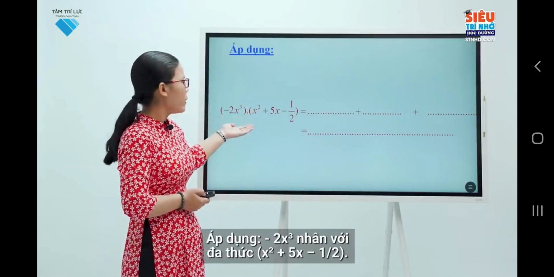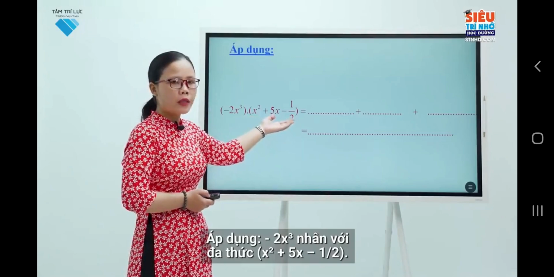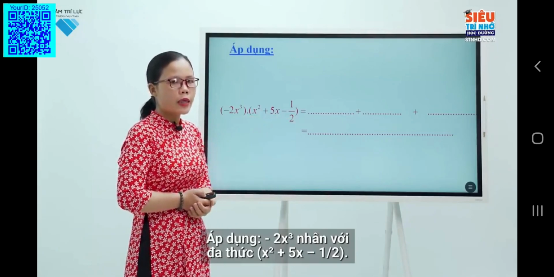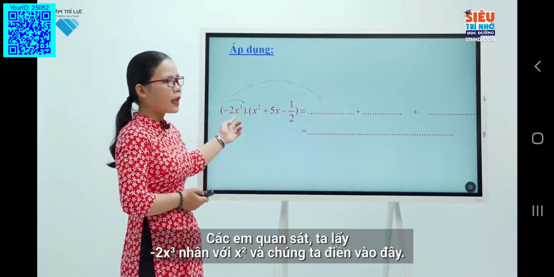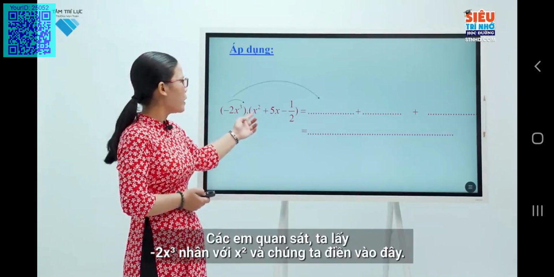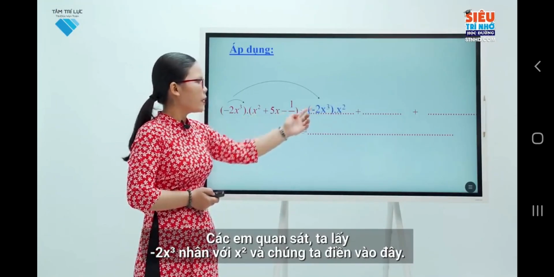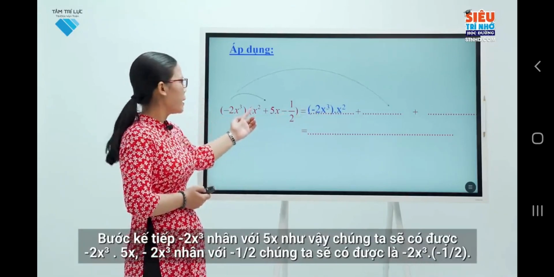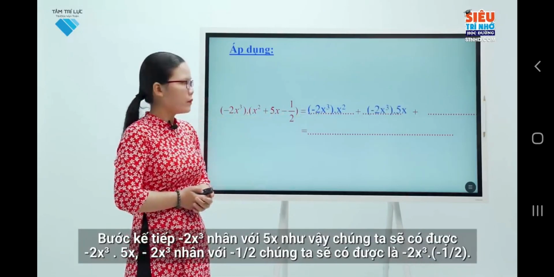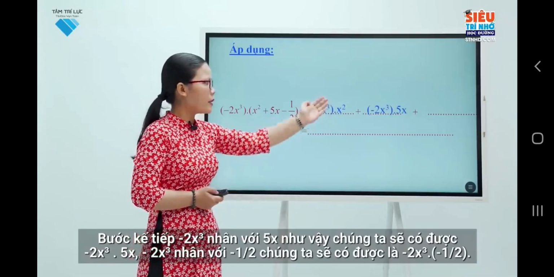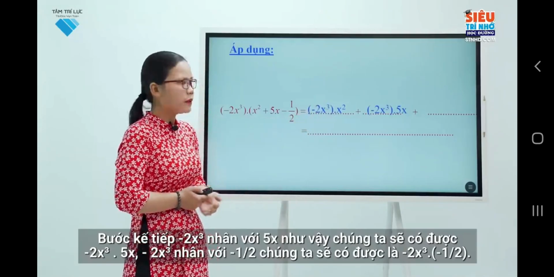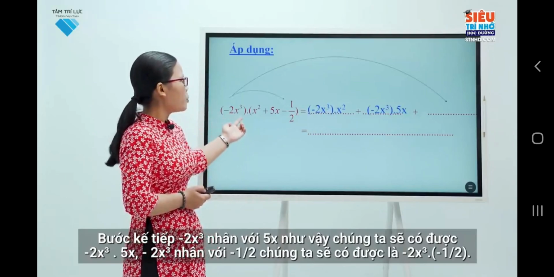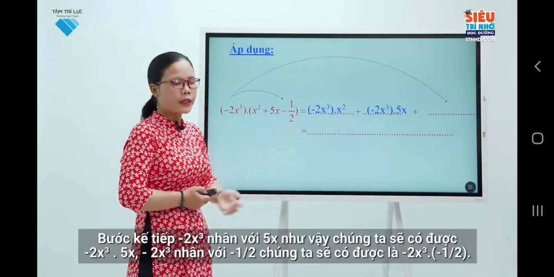Negative 2x to the third multiplied by the polynomial x squared plus 5x minus 1/2. Please look, we take negative 2x to the third multiplied by x squared and we fill it in. Next step, negative 2x to the third multiplied by 5x. Then we have negative 2x to the third times 5x, minus 2x to the third multiplied by negative 1/2.